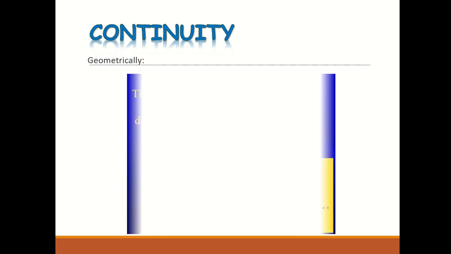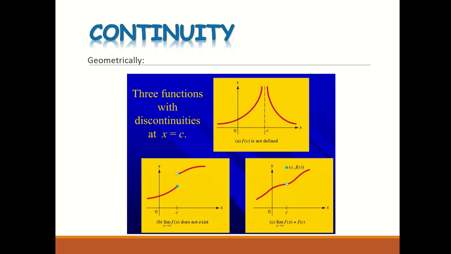Alright, now another geometric explanation of continuity. Here are three graphs that will tell us the function is discontinuous. In these cases, the functions have discontinuities at x equal to c. Let's start with the upper one. This is c, the value where x is approaching.